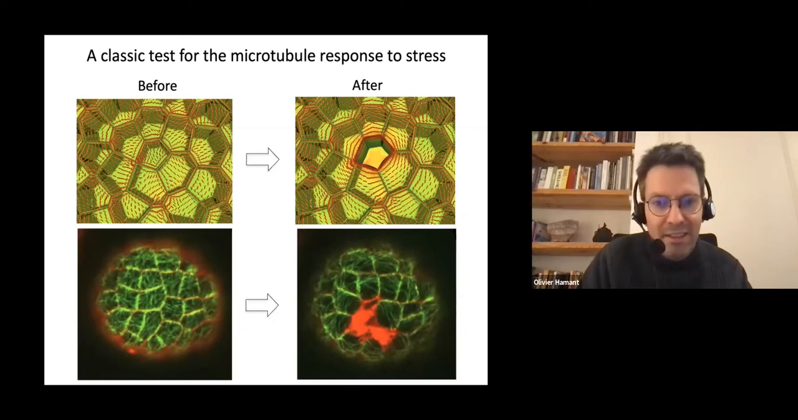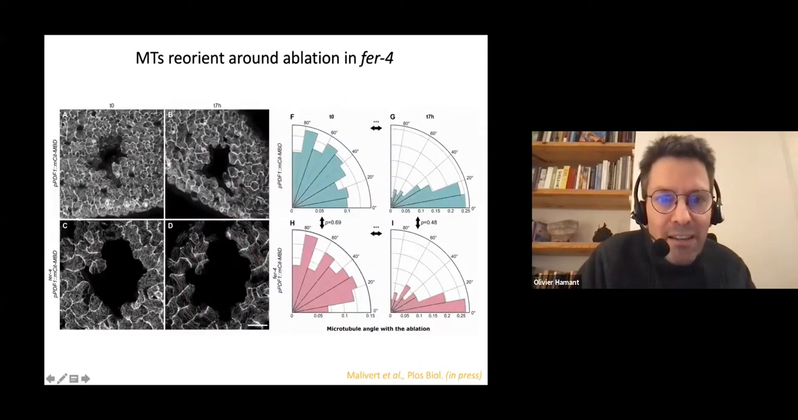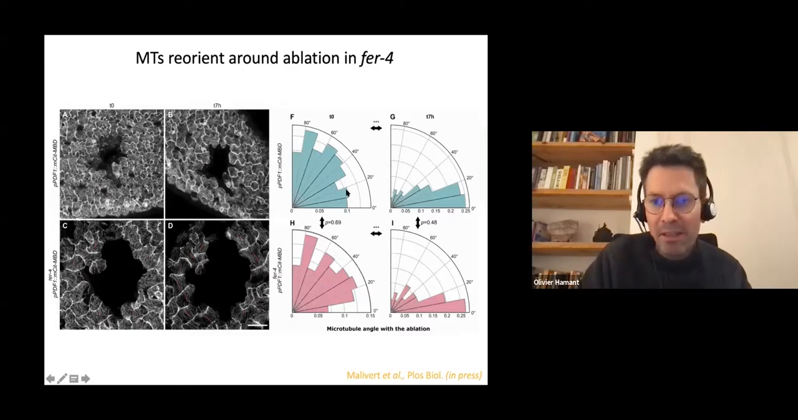So we do this in our system. And here, maybe you don't see very well. The red lines are the local alignment of microtubules, but maybe the quantification is simpler to see. What we see in the wild type, between T0 and T7 hours, and it takes a long time for the alignment to appear, is that most cells have circumferential microtubules at the end. So the microtubules are aligned around the ablation.